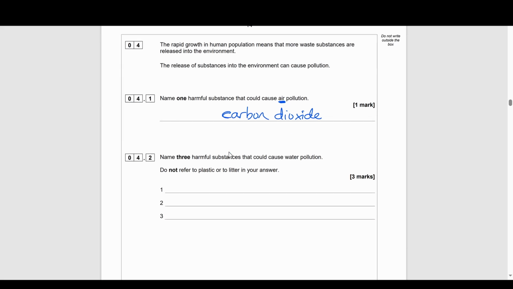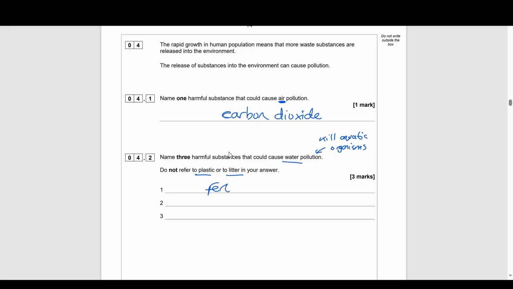4.2. Name three harmful substances that could cause water pollution. Do not refer to plastic or litter in your answer. So we're thinking about something that could go into the water, and if it's talking about pollution, it's going to cause some problems. So a common thing when thinking about pollution is what could kill any aquatic organisms. So for example, fish or aquatic plants, pondweed. So what could cause that to happen?